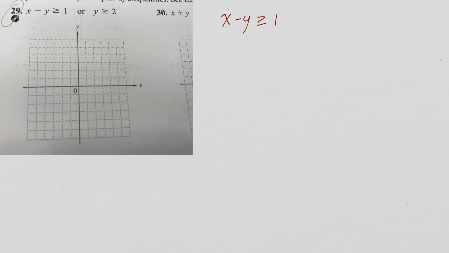Okay, this first line I'm going to graph using the intercept method. So x is going to be 1. And y is going to be negative 1. It's going to be a solid line. And I'm going to be shading, now this is greater, but the y is negative, so I'm going to be shading below on this line. This is an OR.